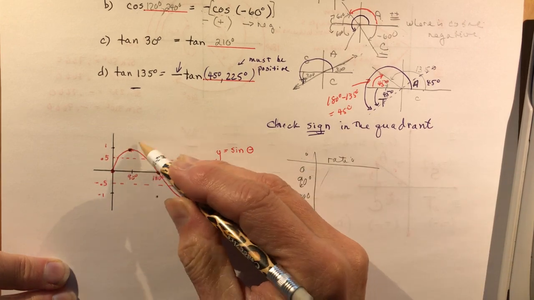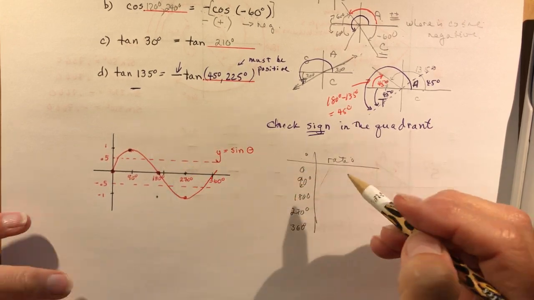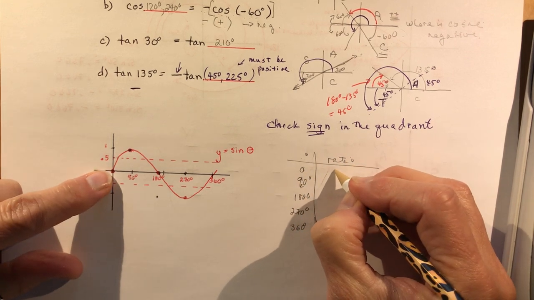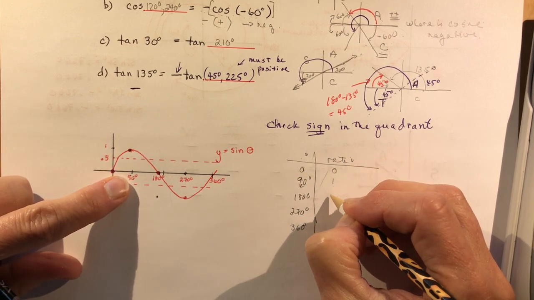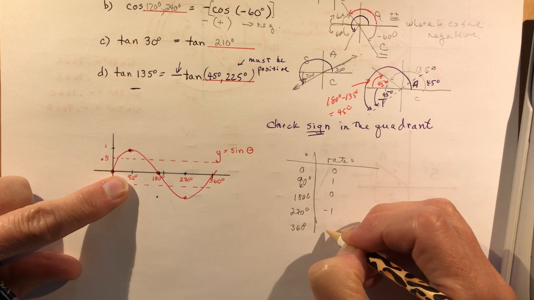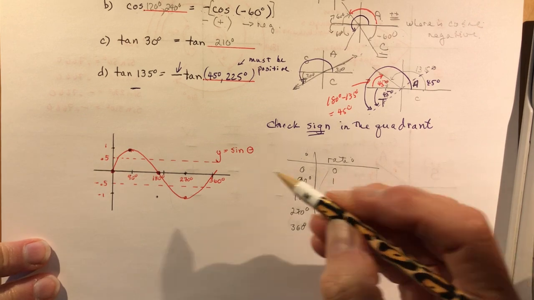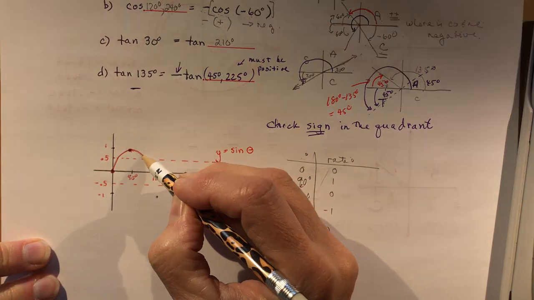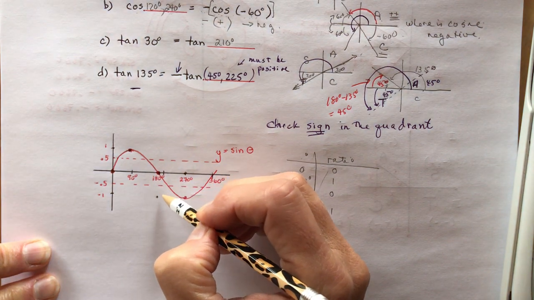And as you'd plot the sine function, you would go through and you'd get the ratio of 0. This one is 1. This one's 0. This is minus 1. This is 0 again. And that's because this is the way the sine function goes.